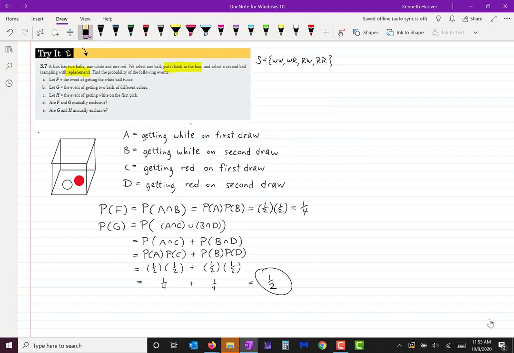Are F and G mutually exclusive? Can you get a white ball twice and get two different colored balls? No, that's impossible. So they are mutually exclusive. Are G and H mutually exclusive? Can you get two different colored balls and have the first one be white? Sure, that can happen. So they are not mutually exclusive.